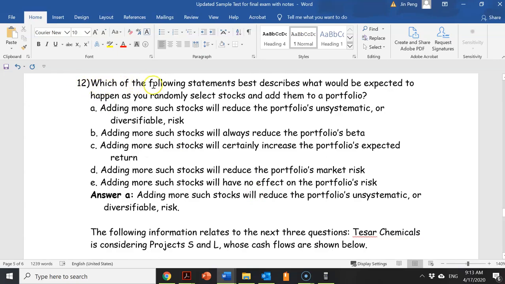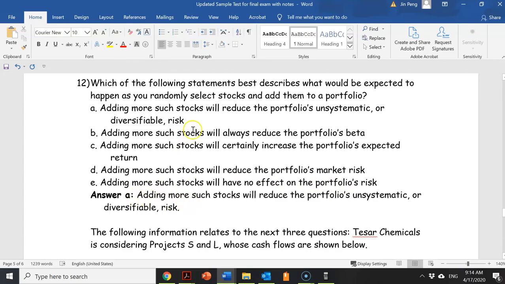Question 12. Which of the following statements best describes what would be expected to happen as you randomly select stocks and add them to a portfolio? Option A, adding more such stocks will reduce the portfolio's unsystematic or diversifiable risk. Option B, adding more such stocks will always reduce the portfolio's beta. Option C, adding more such stocks will certainly increase the portfolio's expected return. Option D, adding more such stocks will reduce the portfolio's market risk. Option E, adding more such stocks will have no effect on the portfolio's risk.